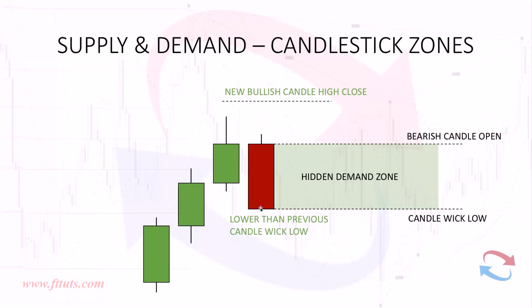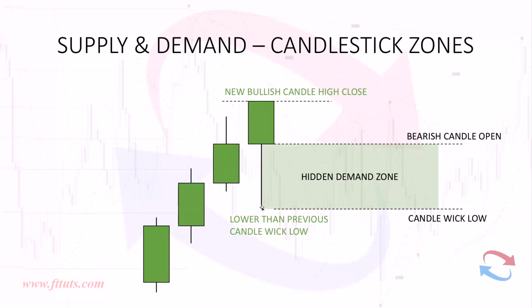But then, for whatever reason, it could have been a fundamental event, prices and demand came in and pushed prices higher than the previous day. So you would have had something like this at some point, where prices got back to where it was at the start of the day, or the start of the candle, and then you had a close higher. So this now becomes hidden demand.